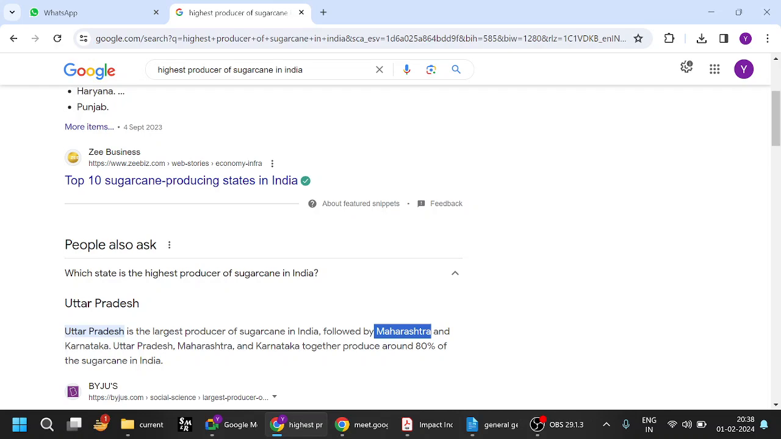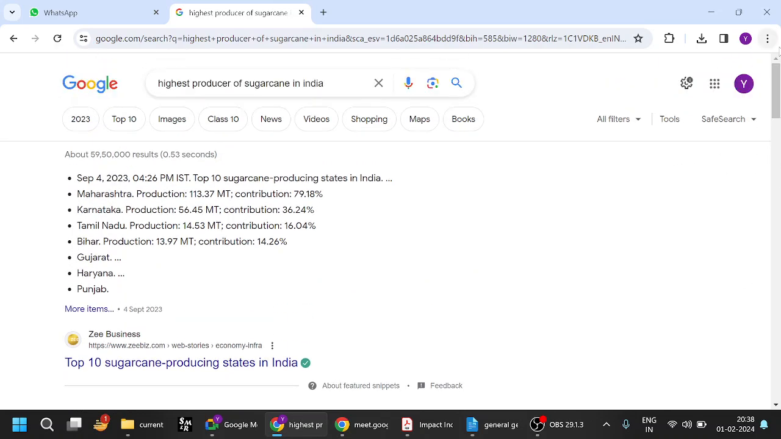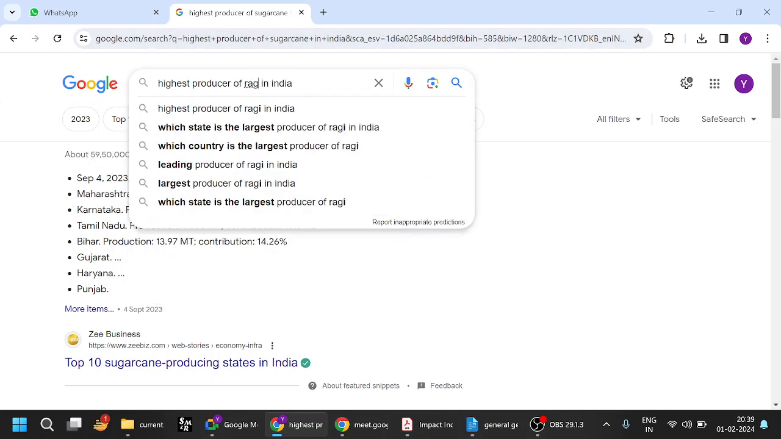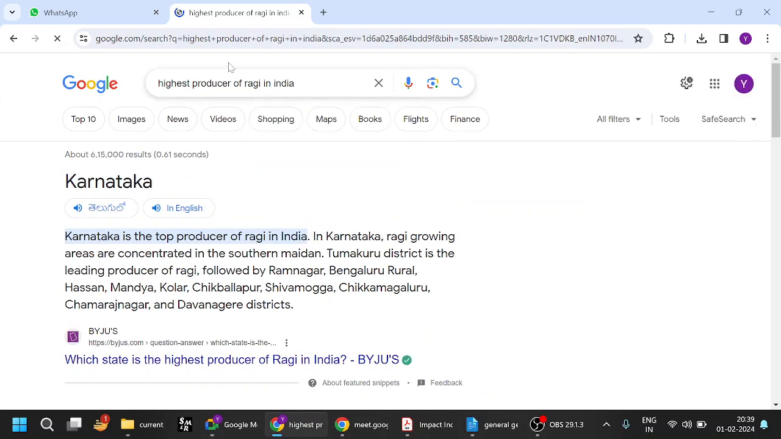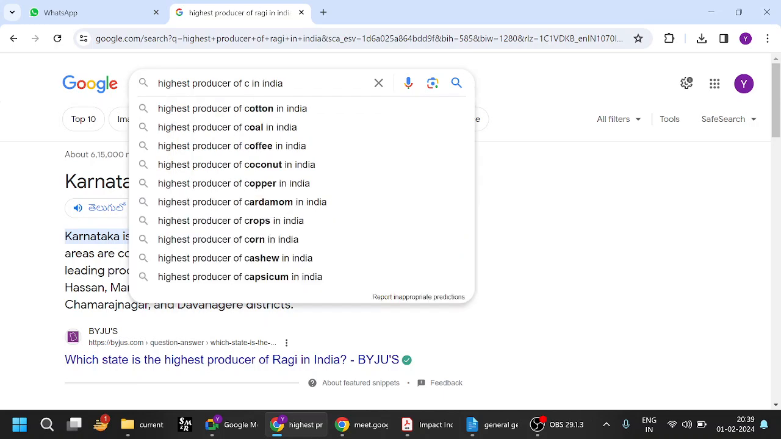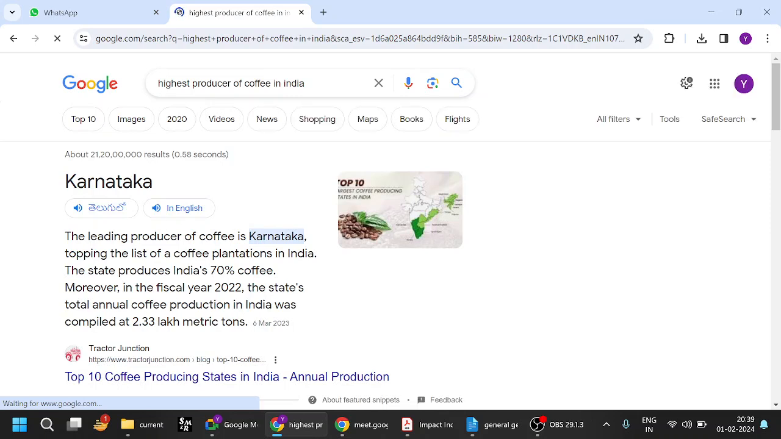Karnataka means the first thing you have to remember is ragi. Karnataka is number one, highest producer of ragi. And the highest producer of coffee is also Karnataka. Chikmagalur, etc. Chamarajanagar is for tea, Chikmagalur is for Karnataka. All these things you have to remember.